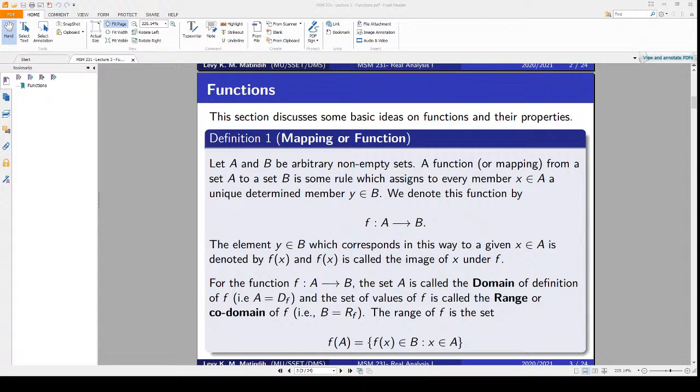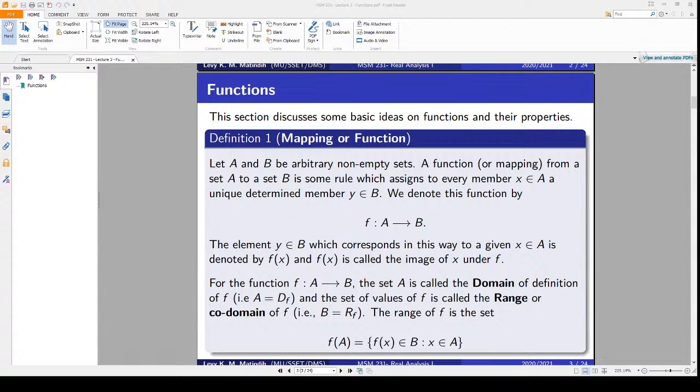Then a function or mapping from a set A to a set B is some rule which assigns to every member X in set A a unique member Y which is in B. So in short, this function, we usually denote it by f, such that f maps elements in set A to elements in set B. Now, the issue here is, this type of mapping is unique.